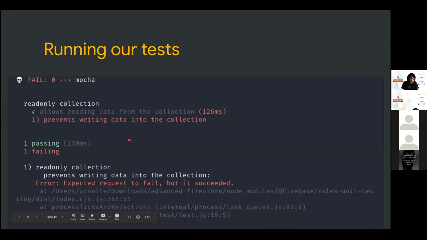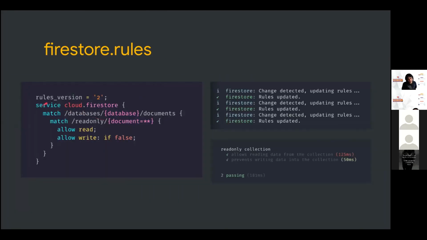If you run it, running depends on your unit testing framework again. But if you run Mocha, it will show us that the first test passed, but the second test failed. We were able to write data into the read-only collection. So we can fix that by editing our security rules in the file called firestore.rules. When we initialize Firebase in our app by running firebase init, and then we choose to initialize Firestore, it will generate a file called firestore.rules, and this will contain the security rules for our app.